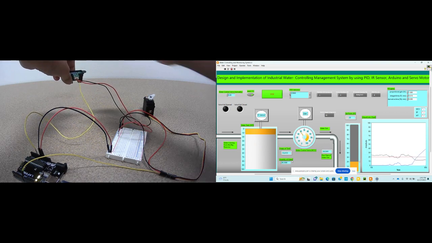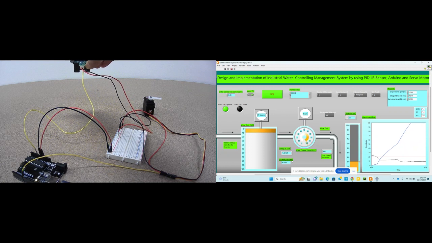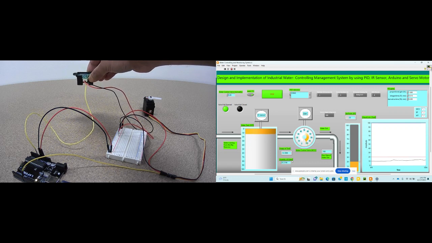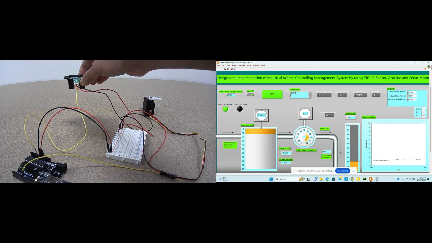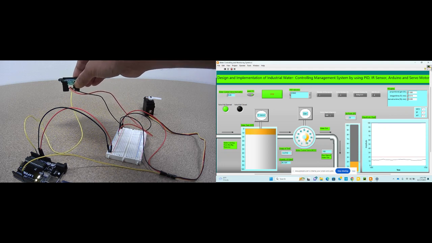So we can see that right now the quantity of water is more than 90%. You can see here, 90%. Okay, so what will happen? As we have more water than our expectation, our valve should open, so the control valve should be open. That's why it is now 100. And we can see here the servo motor angle is 100.